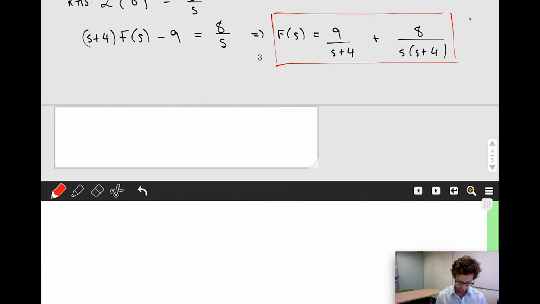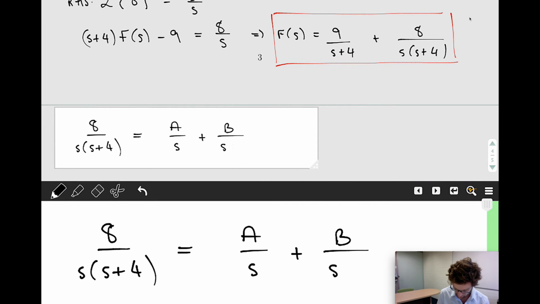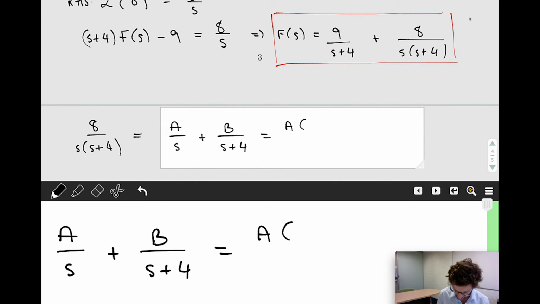So we're going to need to use our methods for finding inverse Laplace transforms. The first term won't cause us any problems, but we will need to use the method of partial fractions to deal with this term, 8 over s plus 4 times s. So let's write that as a over s plus b over s plus 4. Cross multiply and equate the numerators.